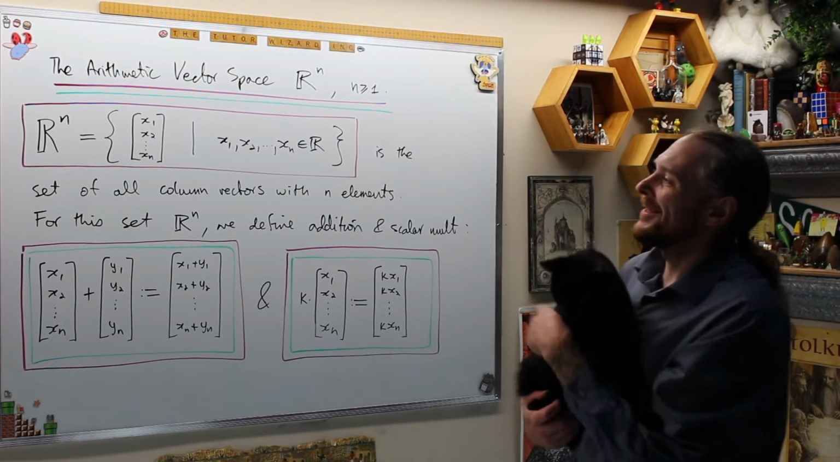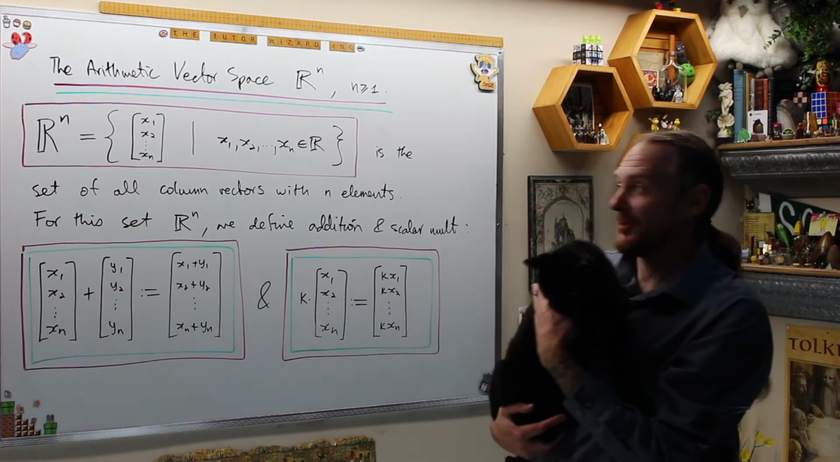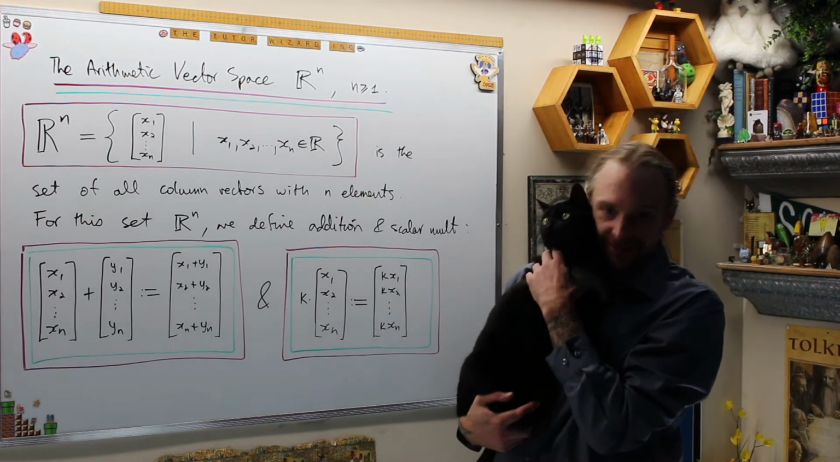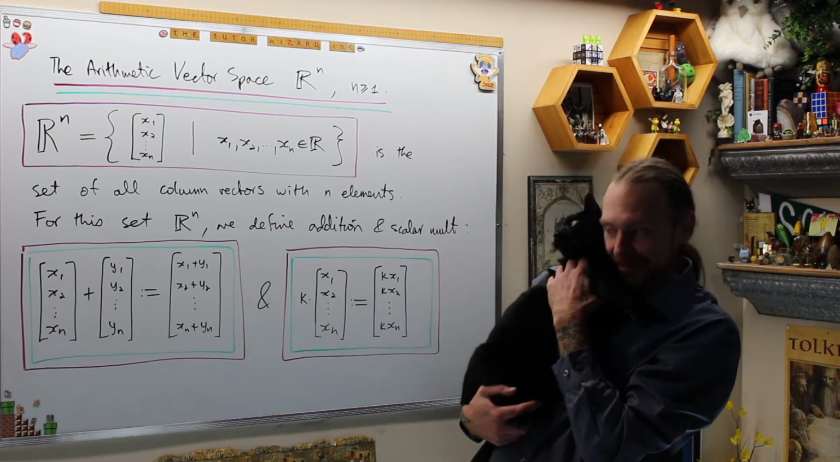All right, first what we're going to do is define, this is Noodles, he wants to see what's going on. It's snowing out, it's blizzarding outside right now, so everyone's inside, even Noodles.